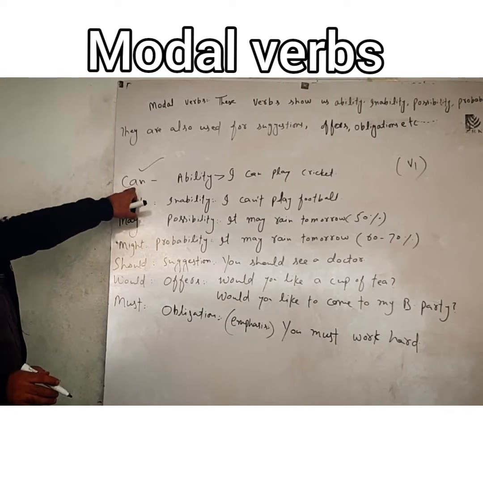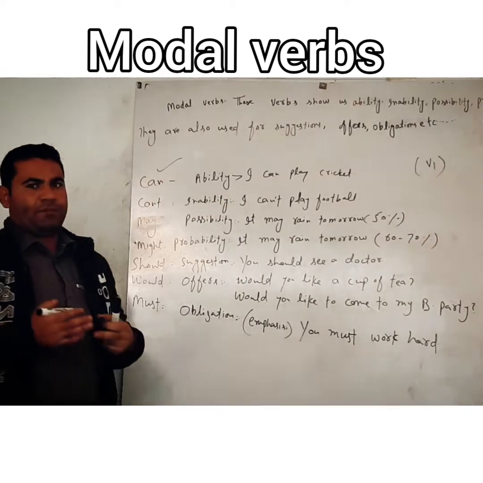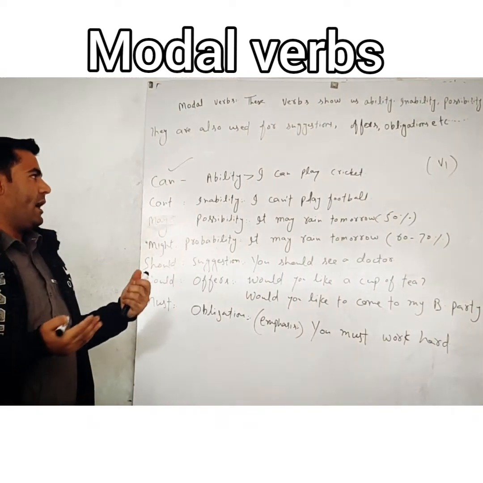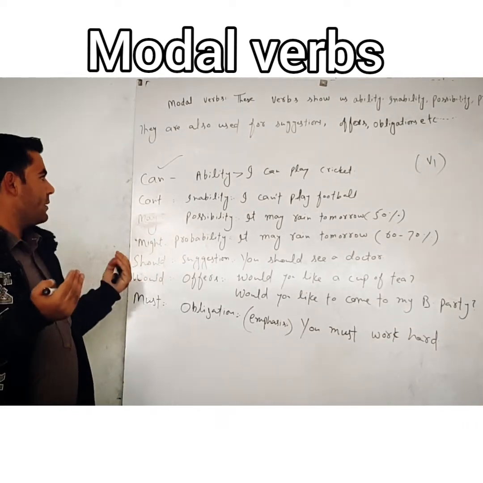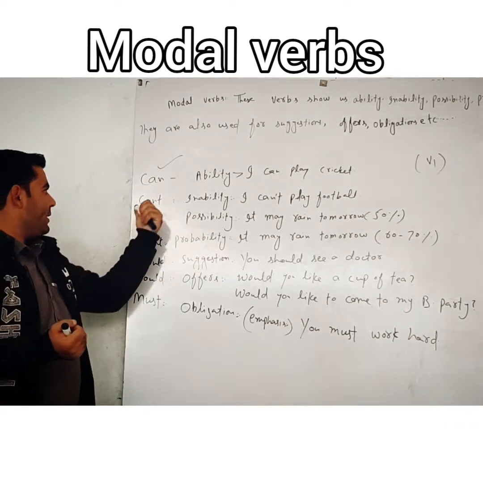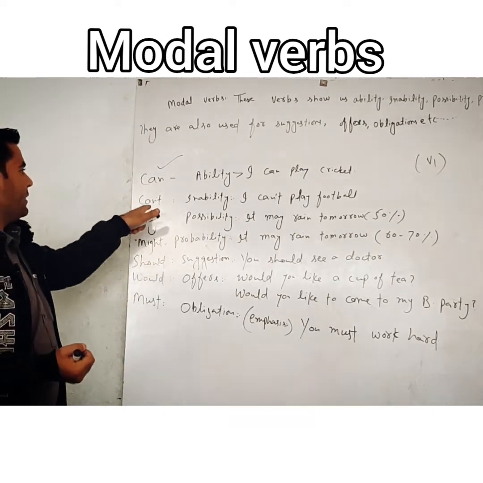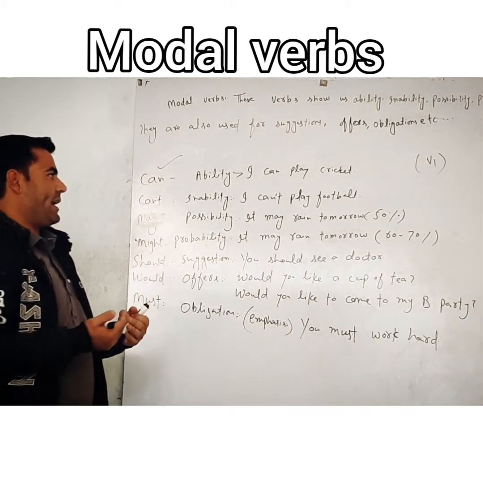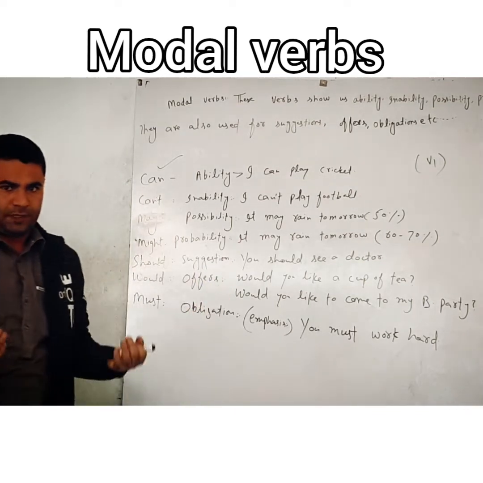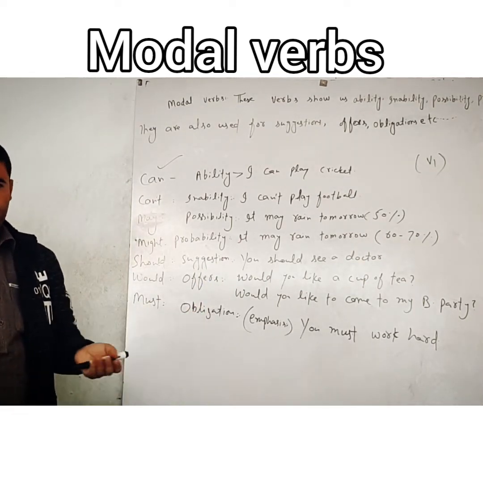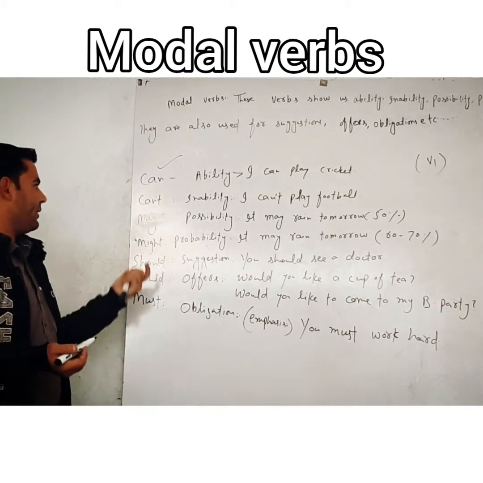Can is used to show ability. For example, I'm able to do something, right? I can play cricket. That means it's my ability. Can't, British can't, American can't. So I can't. For example, you say I can't play football. I am unable to play football. Maybe I haven't played it. Maybe I don't like it. Or that kind of thing.